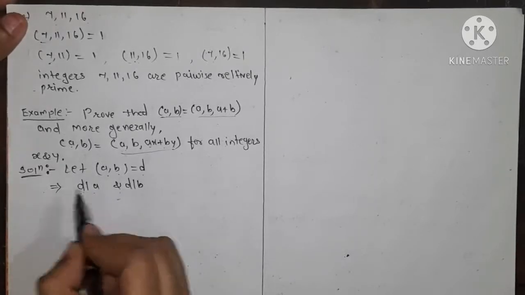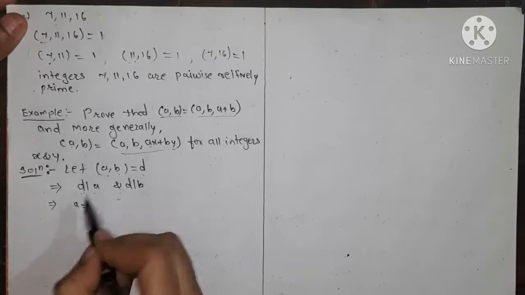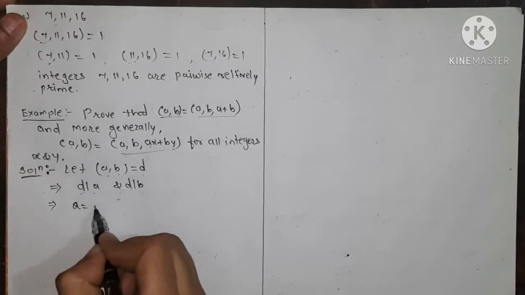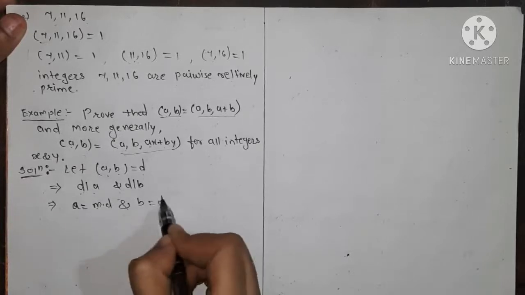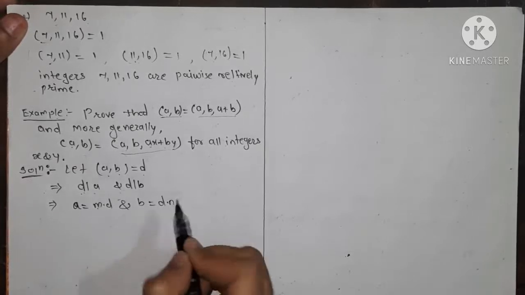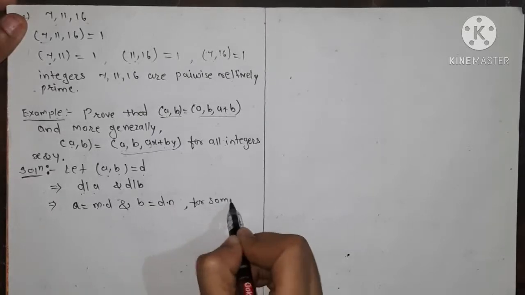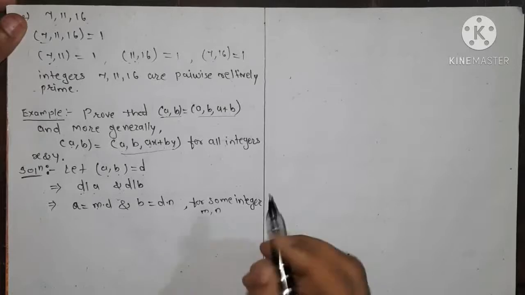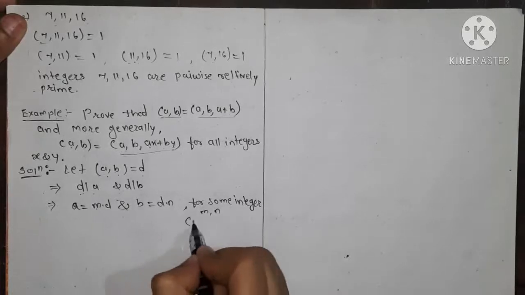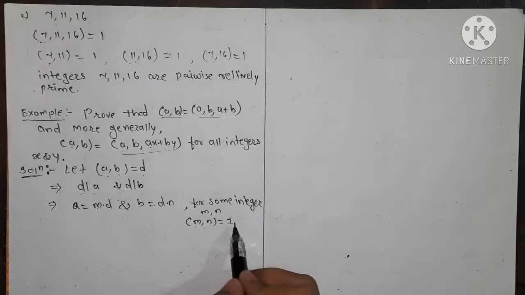Therefore, by definition of divisibility, we can write a as a multiple of d. So we write a equals m into d for some integer m, and b can be written as n into d for some integer n, where these integers m, n are such that the GCD of m, n equals 1, that is, m and n are relatively prime.